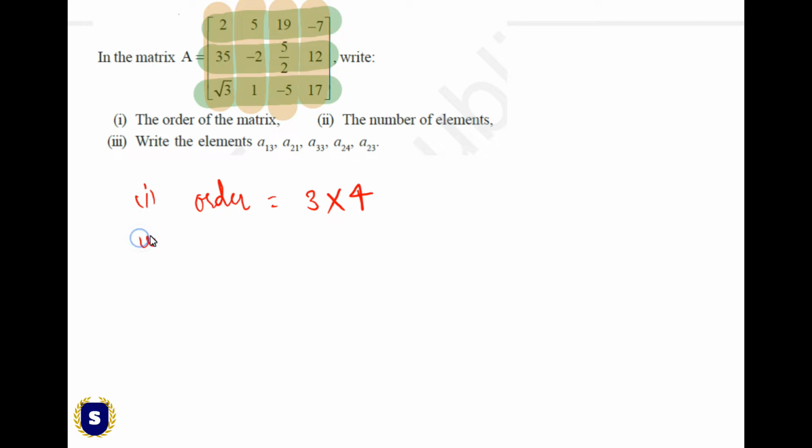Okay. Second part, the number of elements. It is very simple. To calculate the number of elements, you simply have to multiply the number of rows with the number of columns, that is 12 elements.